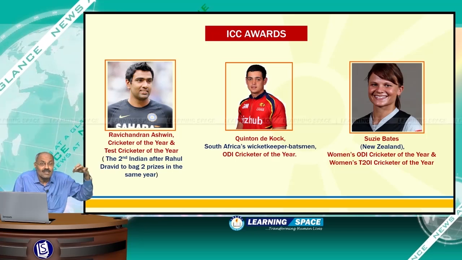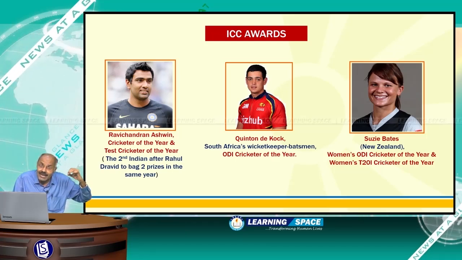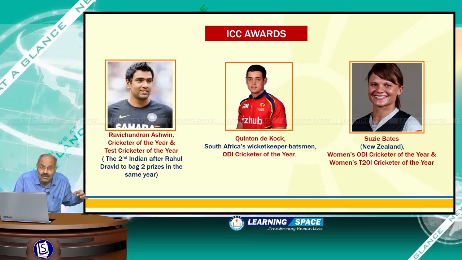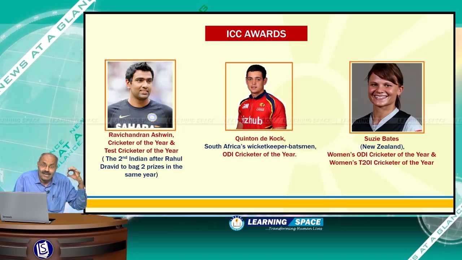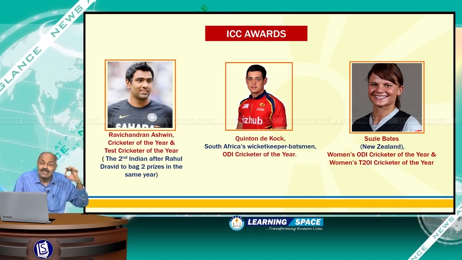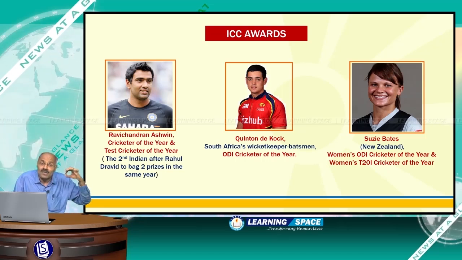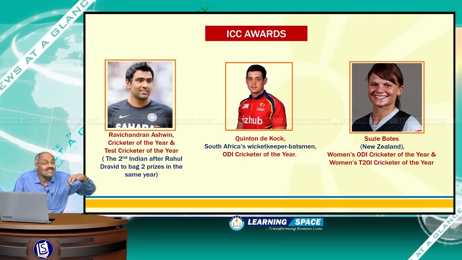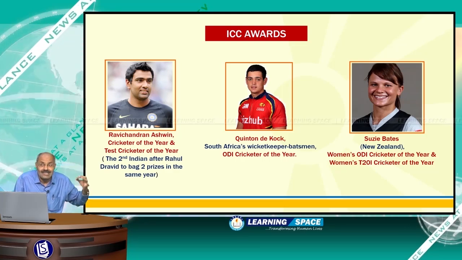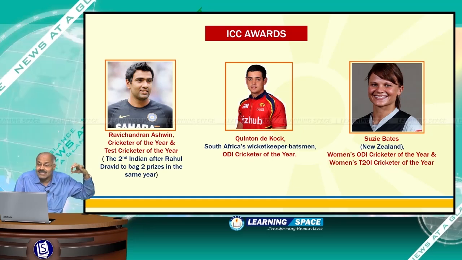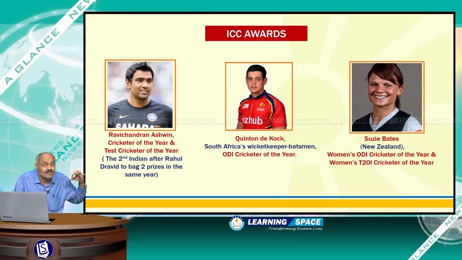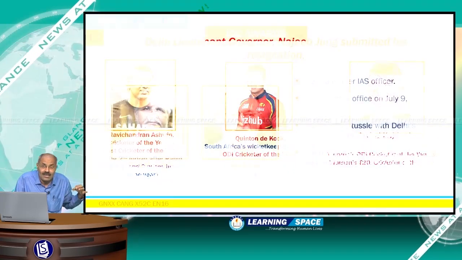And if you look at Ravichandran Ashwin, he is not only Cricketer of the Year but also Test Cricketer of the Year also. So he got 2 awards, that is Cricketer of the Year as well as Test Cricketer of the Year, and he is the only second Indian after Rahul Dravid to bag 2 prizes in the same year. And as I have already told you, he is the third Indian to get this Garfield Sobers Trophy after Rahul Dravid as well as Sachin Tendulkar. Look into the next one.